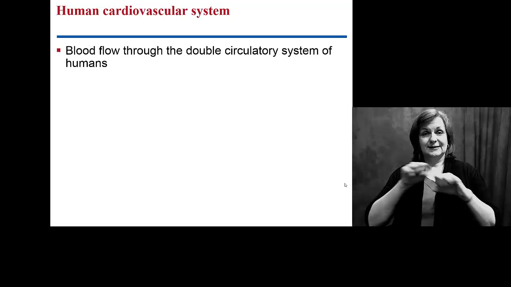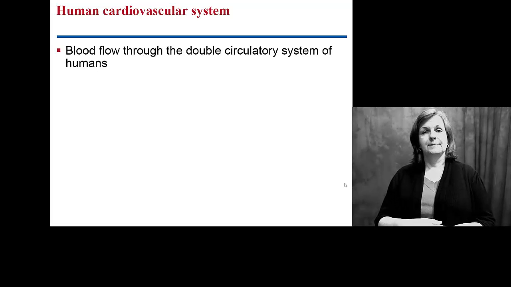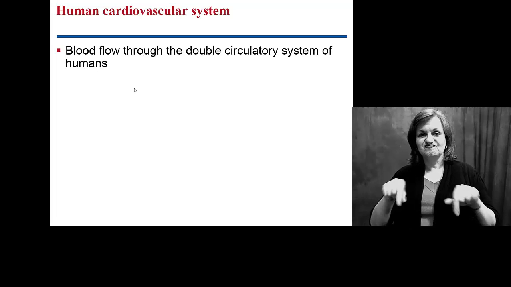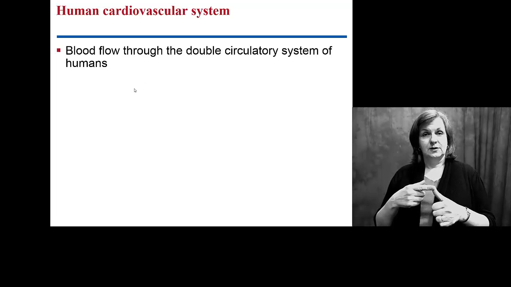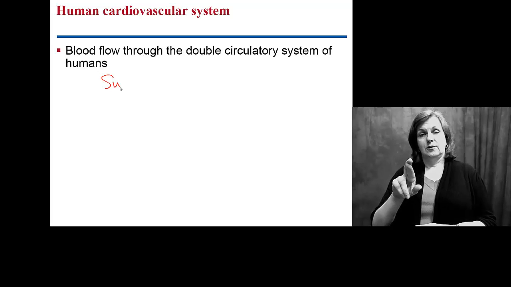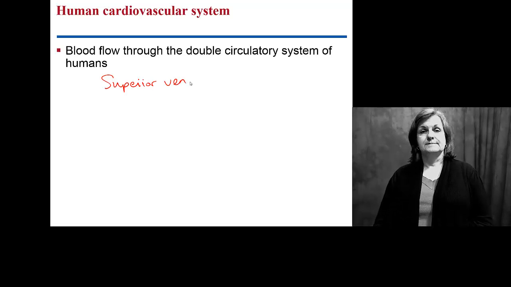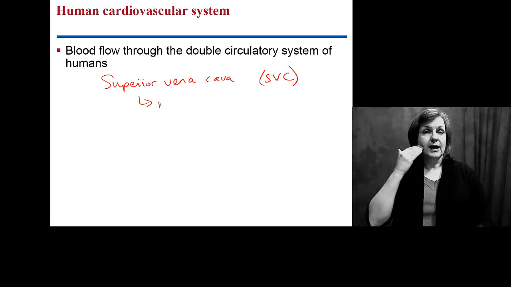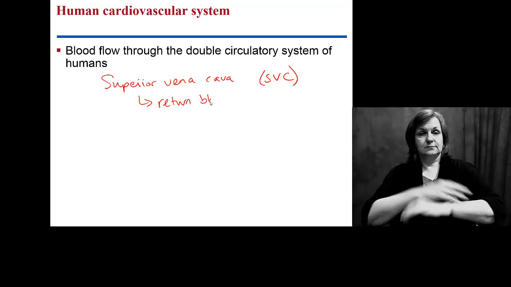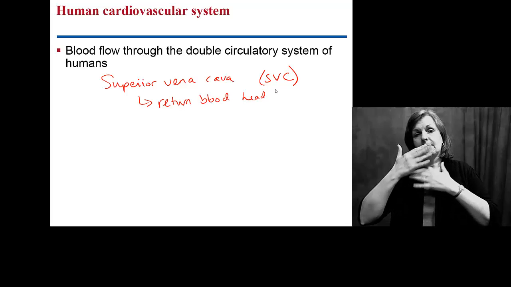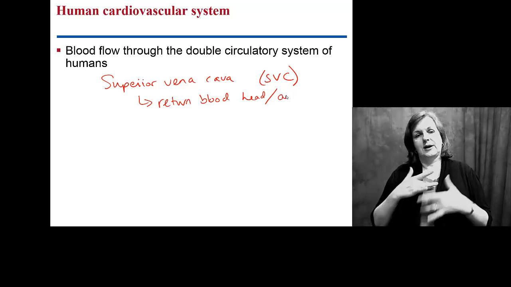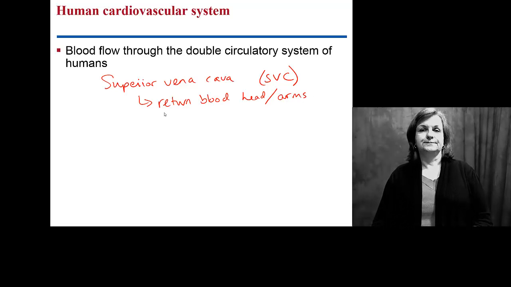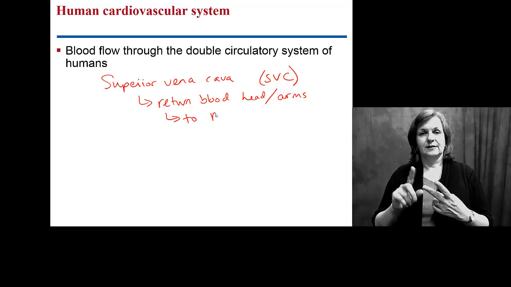So for your system, we have that double circulatory system we were talking about. We're going to look at a number of different components to this system that you need to consider. One is the superior vena cava, or we abbreviate it SVC. This is going to return blood from the head and arms, and it's going to return it to the right atrium.